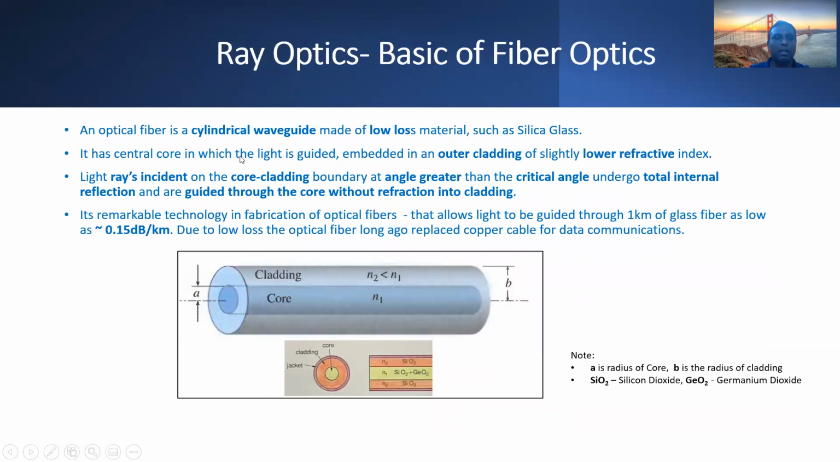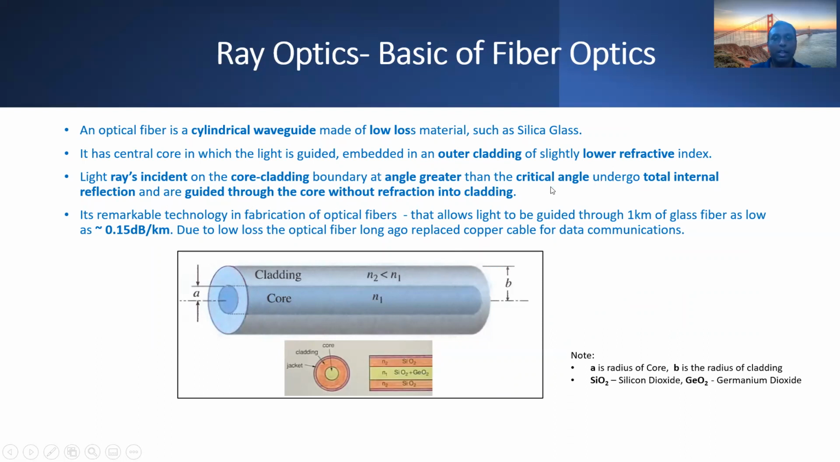An optical fiber is a cylindrical waveguide made of low-loss materials such as silica glass. It has a central core in which the light is guided, embedded in an outer cladding of slightly lower refractive index. So what that means is that the cladding refractive index is lower than the core refractive index. Light rays incident on the core-cladding boundary at an angle greater than the critical angle undergo total internal reflection and are guided through the core without refraction.